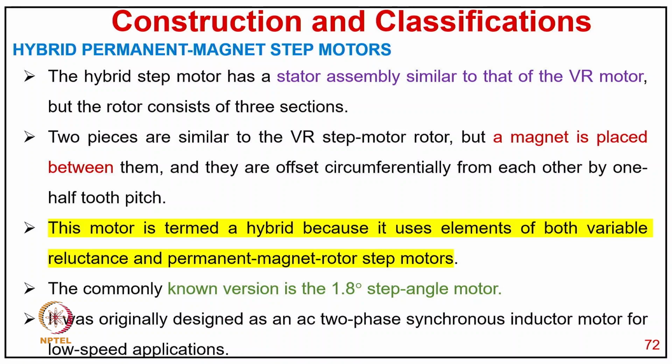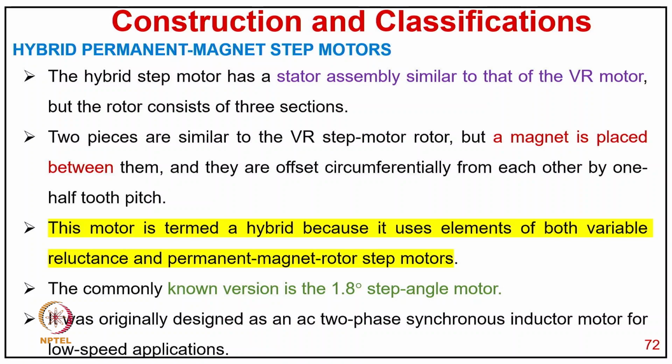So hybrid step motors have a stator assembly similar to that of a VR stepper motor, but the rotor consists of three sections. Two pieces are similar to a variable reluctance motor rotor, but a magnet is placed between them, and they are offset circumferentially from each other by one half of the tooth pitch. This motor is termed a hybrid because it uses elements of both variable reluctance and permanent magnet rotor step motors, and the commonly known version is a 1.8 degree step angle motor.